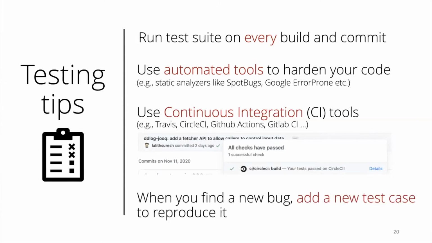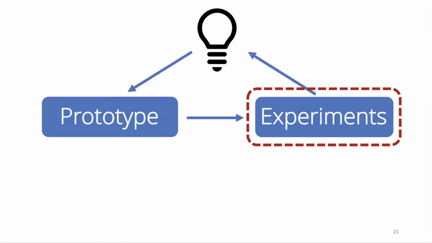And don't forget, when you find a new bug, let's say by running an experiment, make sure you can reproduce that bug by adding a new test case, and add that test case to your test suite so that now you're making sure that no one's going to introduce that bug again in the future, right? And keep it running with your build every time. So that's it for the testing part and the prototype side of the advice.